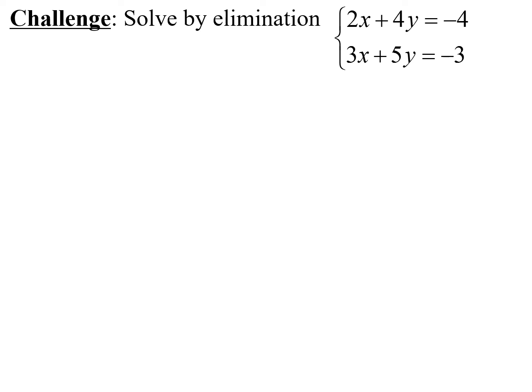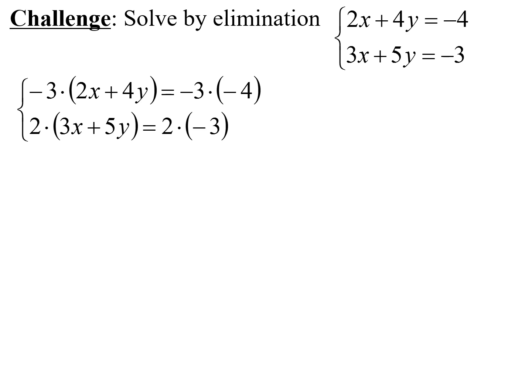So right now on the top I have 2x and on the bottom I have 3x. So if I multiply the top by 3, that would get me 6x. And if I multiply the bottom by 2, that will give me 6x. So at least I can get the numbers the same. Now I want one of them to be positive and one of them to be negative so that they cancel. So I'm going to choose to make the top one negative. So in order to make the x value in the top equation -6, I need to multiply through by -3. And in order to make the x value for the second equation +6, I need to multiply through by +2.